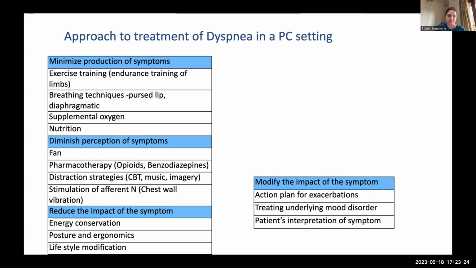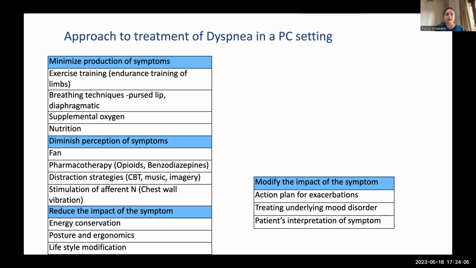Nutrition also plays an important role. We can diminish the perception of breathlessness with a handheld fan, pharmacotherapies like opioids or benzodiazepines, and distraction methods like cognitive behavioral therapy, music therapy, or focused imagery techniques. Then there is stimulation of the afferent nerves, that is chest wall vibration. I'm not sure if it's available everywhere. I have personally not experienced this, but it is very effective, and if it's available, it can be tried for patients with severe breathlessness.